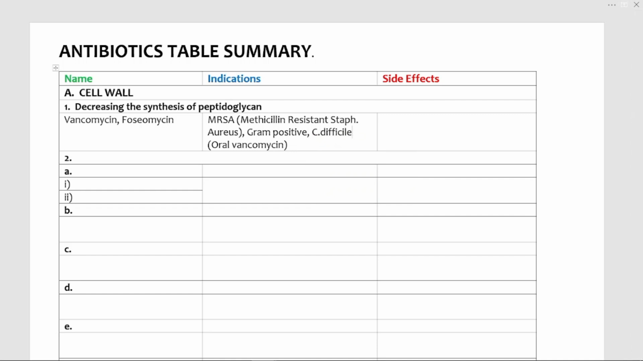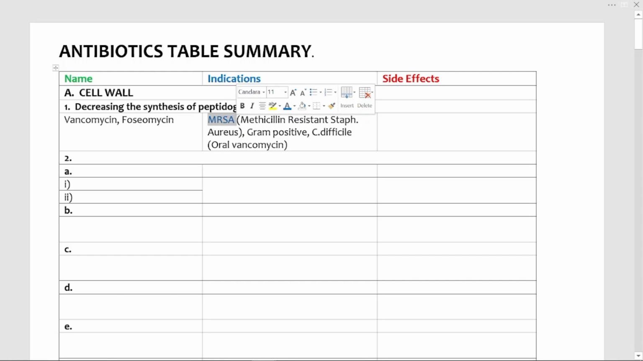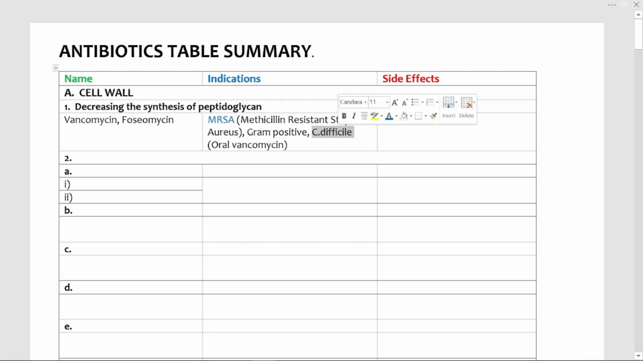So these are the indications of using vancomycin. When it comes to MRSA, it's very much effective against methicillin-resistant Staph aureus, and it's also effective when dealing with C. difficile and other gram-positive bacteria. So that's what you should know. Vancomycin is very much effective against MRSA and C. difficile, but you have to know that when it comes to treating C. difficile, we always use the oral vancomycin.